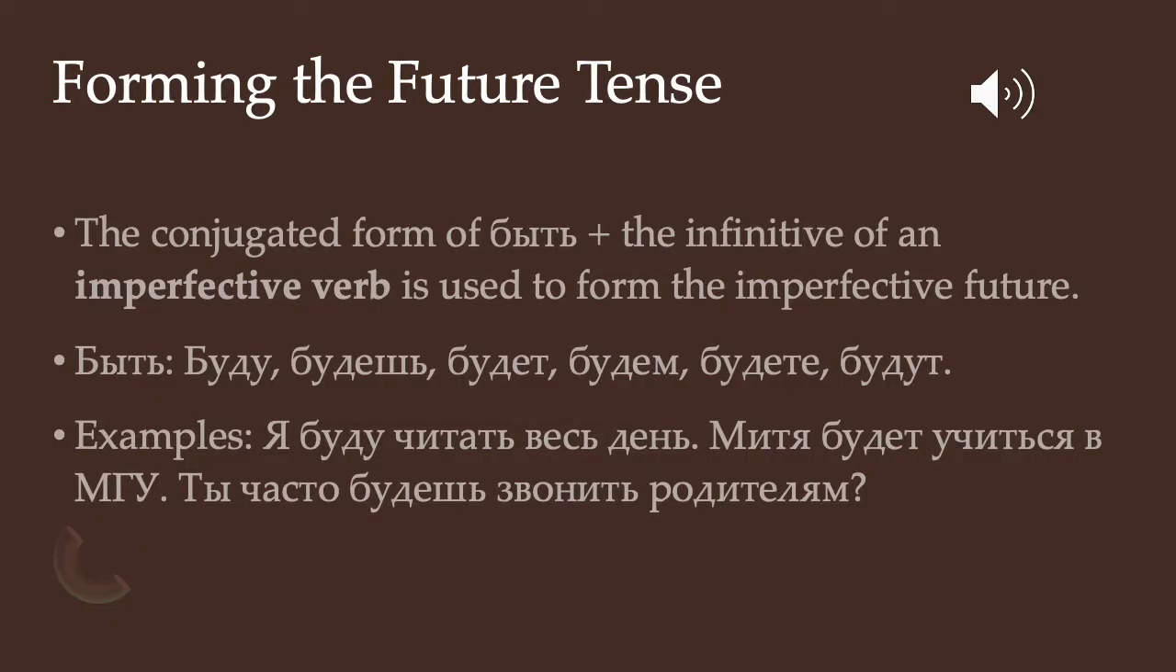The first use of the infinitive of verbs that we're going to go over is forming the imperfective future tense. To form the imperfective future, we use the conjugated form of the verb быть, to be, plus the infinitive of an imperfective verb. As a quick reminder, the conjugated form of быть is буду, будешь, будет, будем, будете, будут.